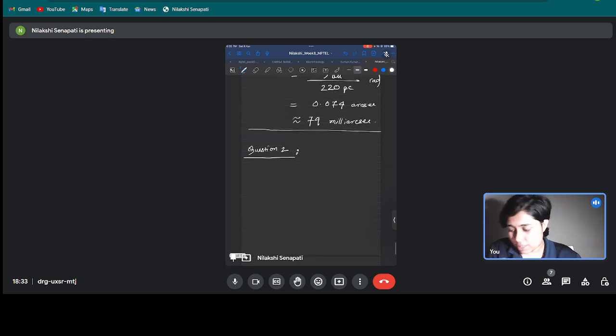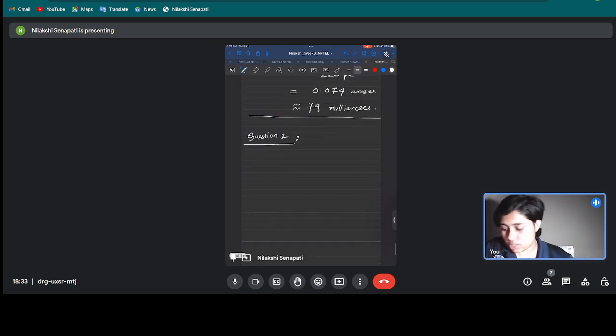All right, so next question. Two stars have apparent magnitudes of m1 equal to 1 and m2 equal to plus 6. What is the ratio of their fluxes? Let me write the question, because I don't have the questions with the slides this time.